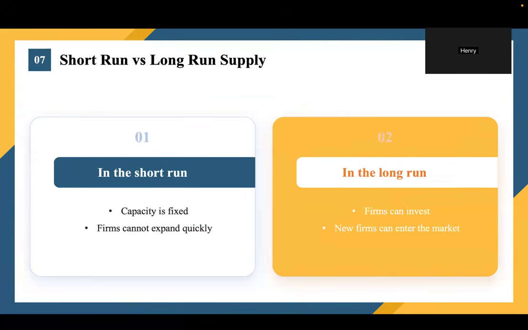Now, supply behaves differently in the short run and the long run. In the short run, capacity is fixed. Firms cannot easily expand production. They may be limited by machinery, buildings, and labor contracts. So supply is relatively inelastic. In the long run, firms can adjust fully, invest in new capital, expand production, or enter or exit markets. So supply becomes more elastic.